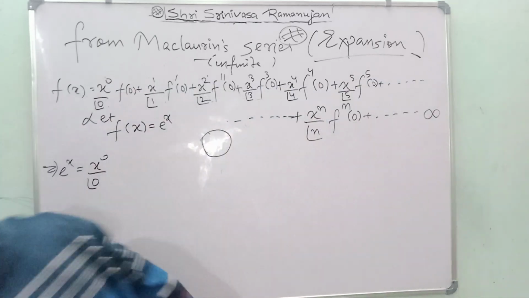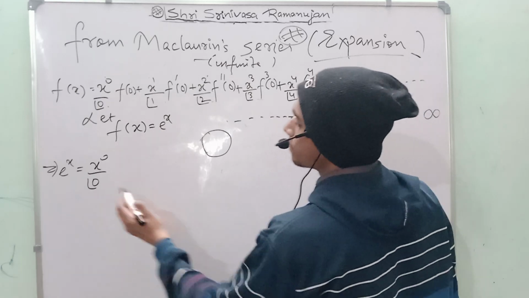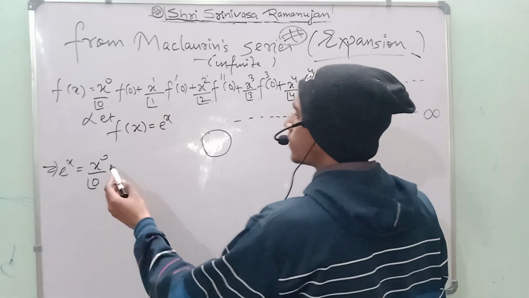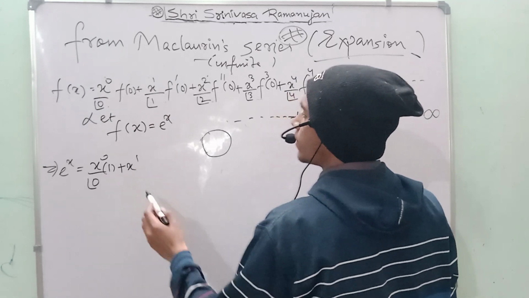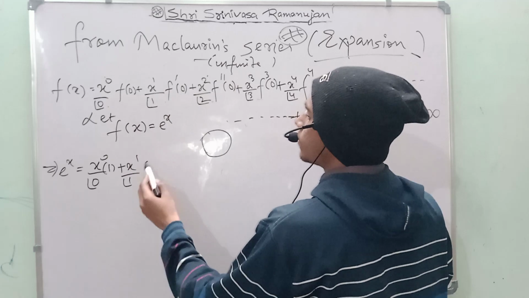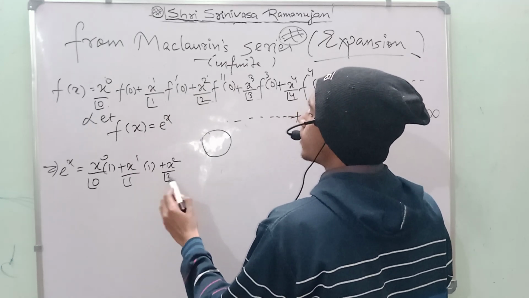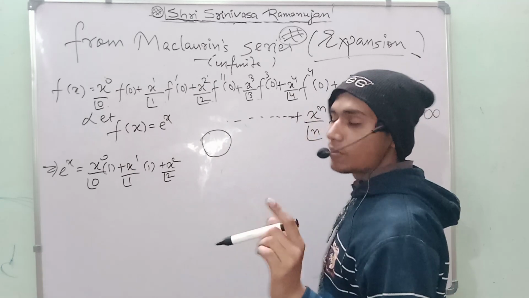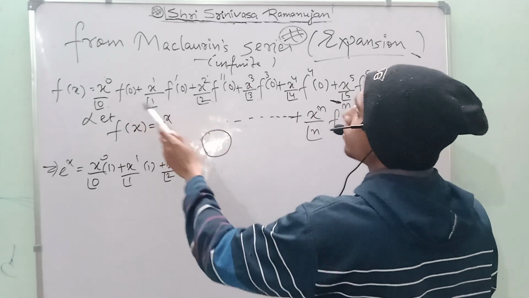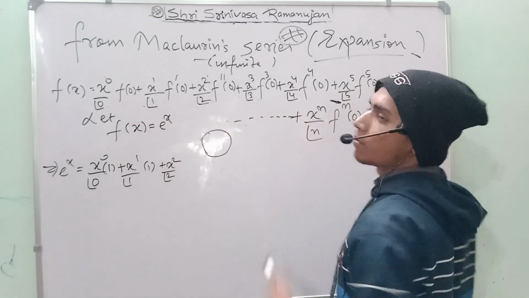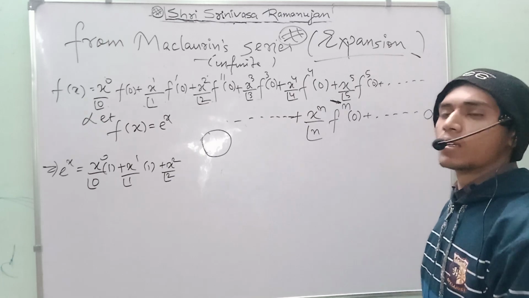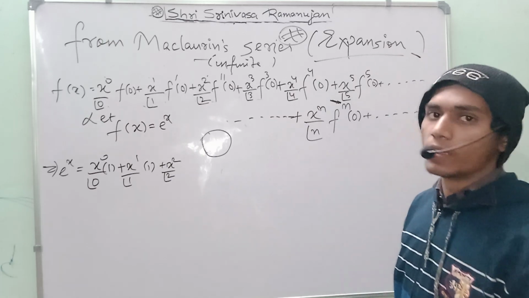If we proceed further, then we see over here x to the power 0 by 0 factorial f(0). What will be f(0)? f(0) will be 1. What we have written earlier: x to the power 1 by 1 factorial f'(0), that is also 1. x to the power 2 by 2 factorial. I have written up to the 6th term because I have to go up to the 6th term in order to get the value of e, which is equal to 2.71 and so on.